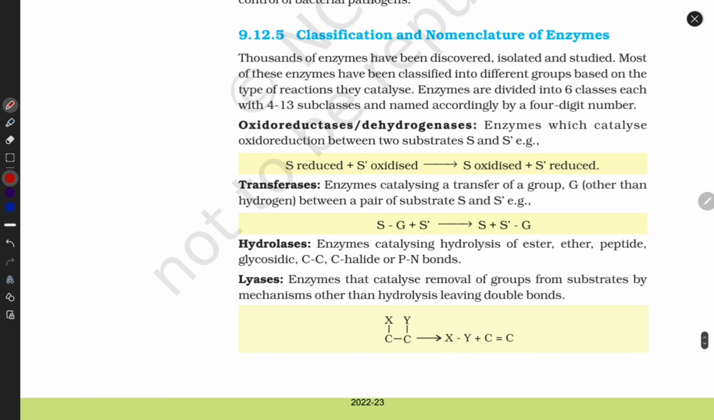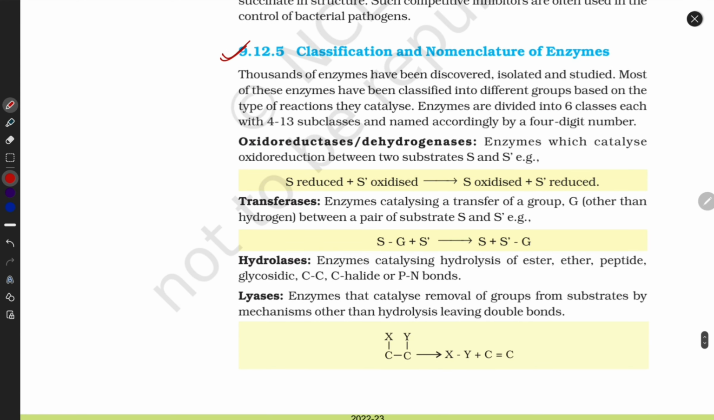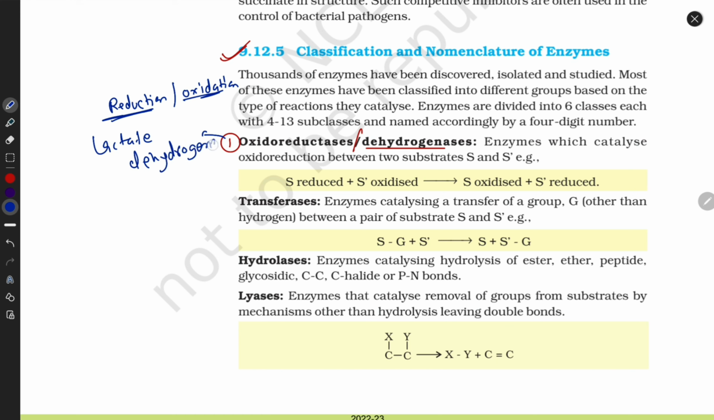There is some classification of enzymes here. First is oxidoreductase or dehydrogenase. What kind of property do these enzymes have? They have reduction and oxidation phenomena. They do reduction and oxidation. The example is lactate dehydrogenase. Remember this enzyme's name.